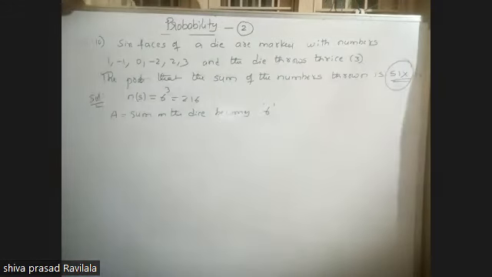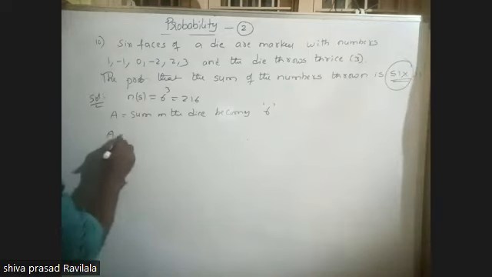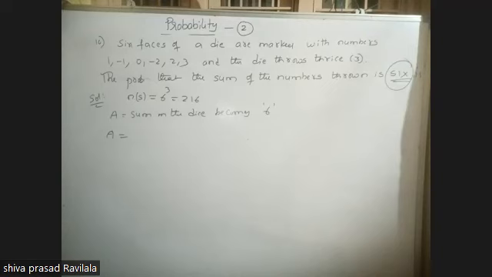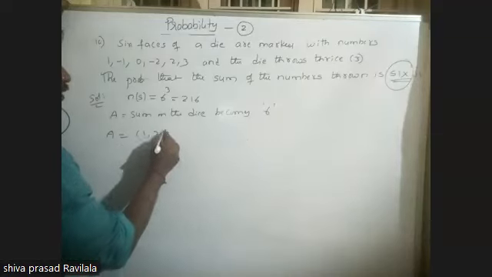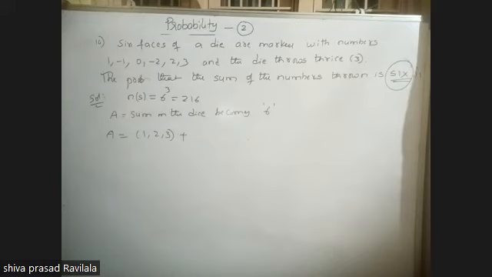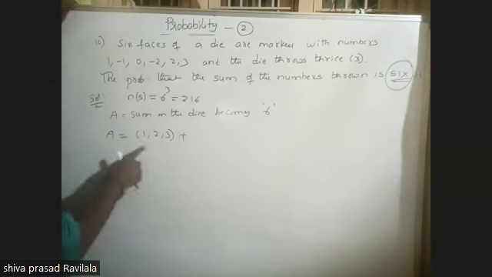6. How many cases are there? And what are the cases? Some 6 cases. You can take one case, 1, 2, 3. 1 plus 2 plus 3 is equal to 6. First die 1, second die 2, third die 3. Next, second one: 1, 3, 2.